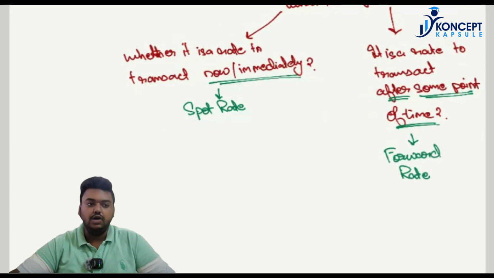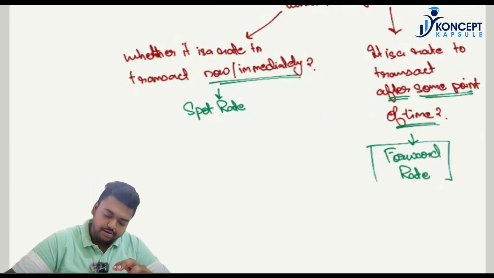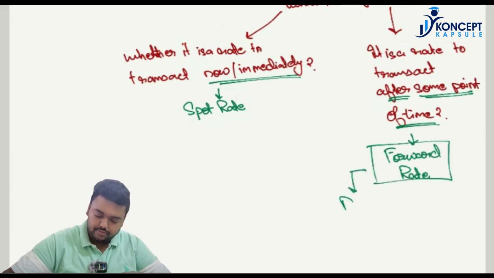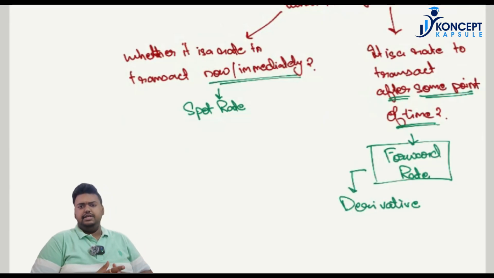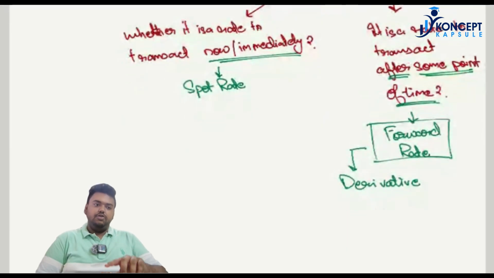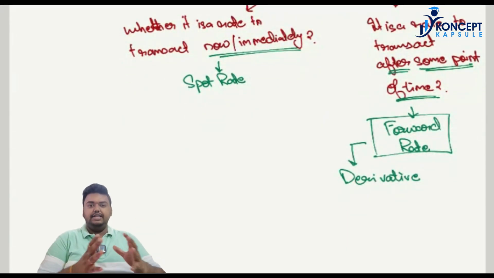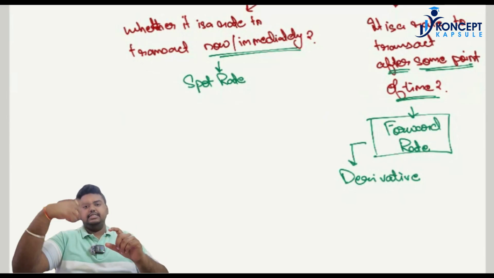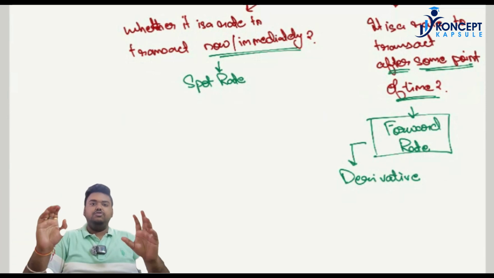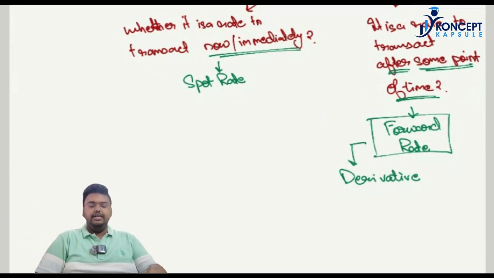Now, this forward concept comes from derivatives. We have done some portion of derivatives in our YouTube videos. You can refer to the videos in the library section. This forward is the same forward for which we have done the entire class, and that is also uploaded on YouTube. So when the rate is to transact at some point of time in future, it is known as forward rate. And when the rate is to be transacted immediately, it is known as spot rate. Are we clear?